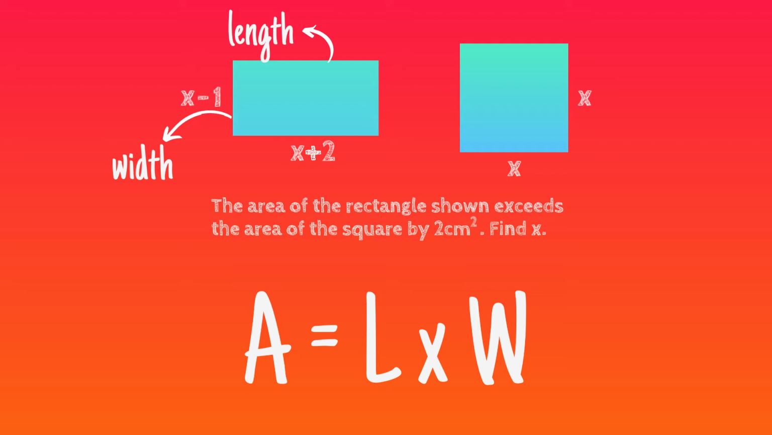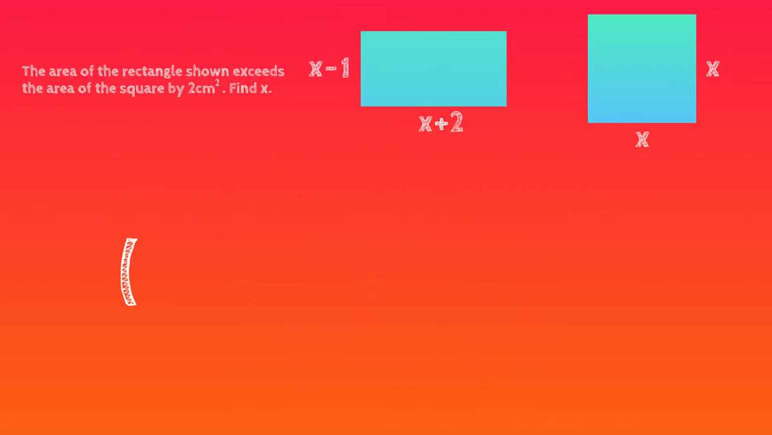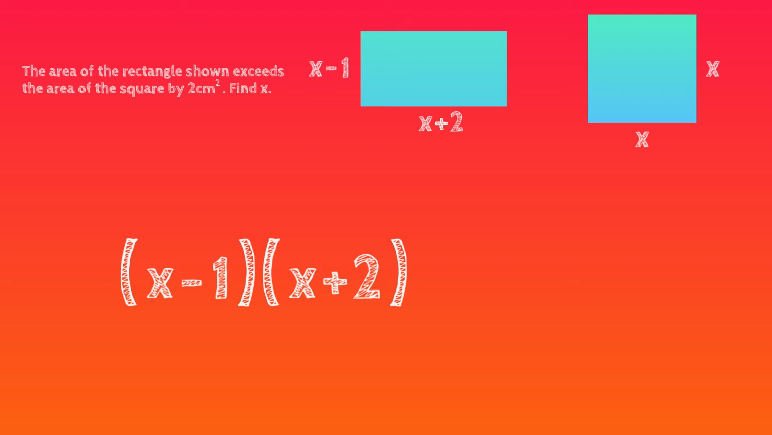So, we are going to write the formula for area for the rectangle, which is length times width. Our length is x plus 2 and our width is x take away 1. So we are going to multiply the two together for area. So we're going to say open bracket, x take away 1 close bracket, then open bracket, x plus 2 close bracket. Right, that's the area for the rectangle.